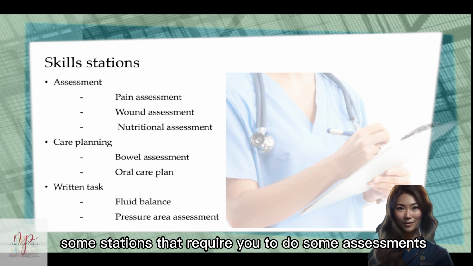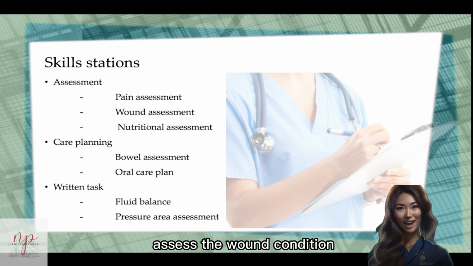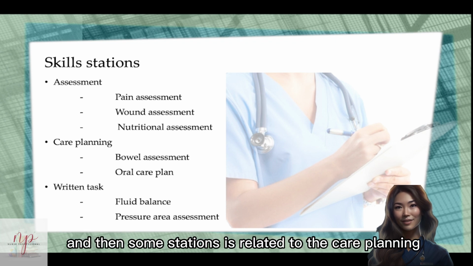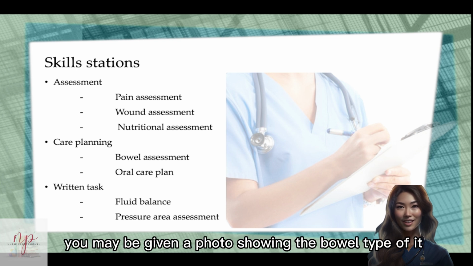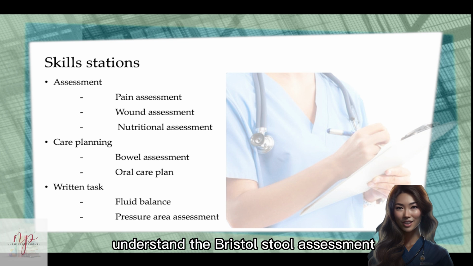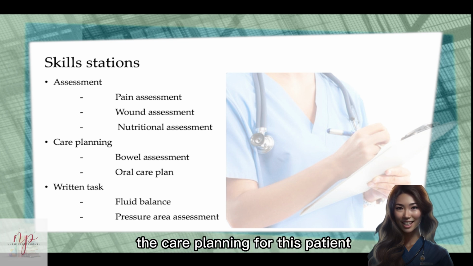Next, some stations require you to do some assessment. For example, you need to assess the pain, assess the wound condition, or assess the nutritional status of the patient. And then some stations are related to care planning. For example, the bowel assessment. You may be given a photo showing the bowel types, and then you need to understand the Bristol stool assessment, and then give the care planning for this patient. And for the oral care plan, you will be given a scenario. You need to understand this type of patient and what kinds of oral care intervention are needed.